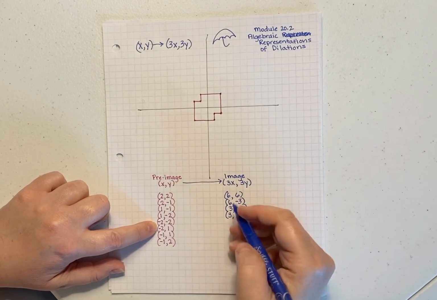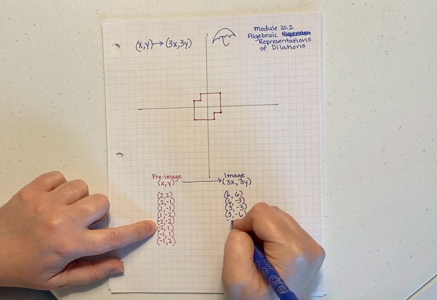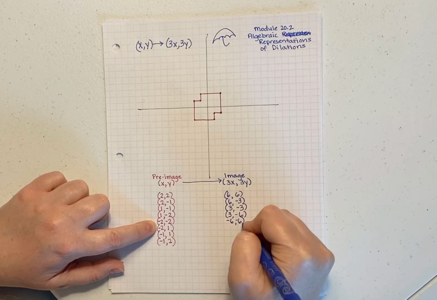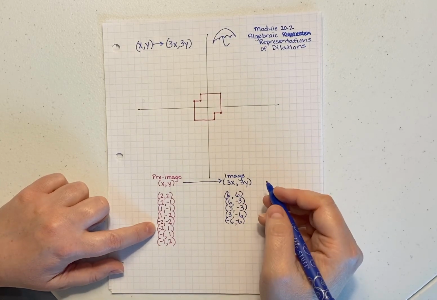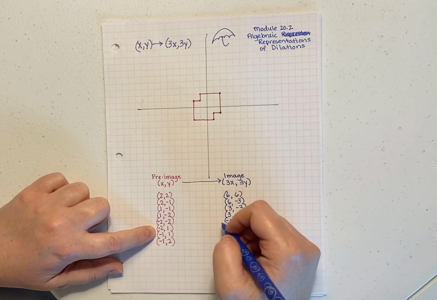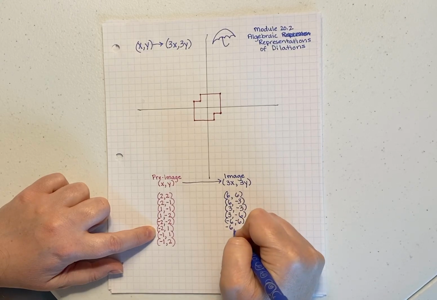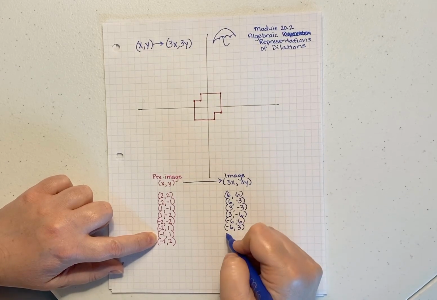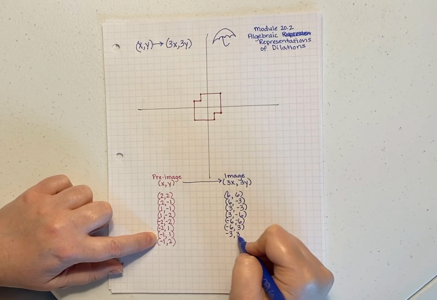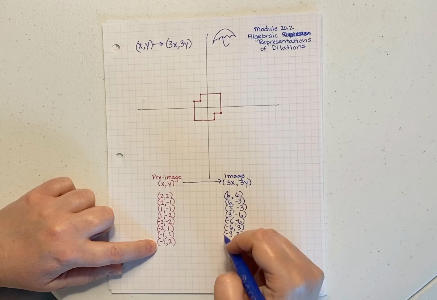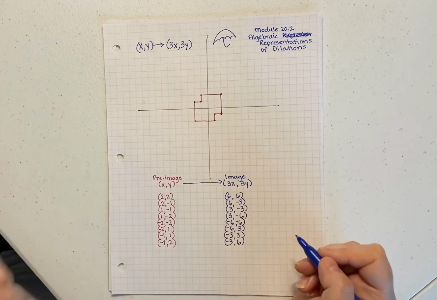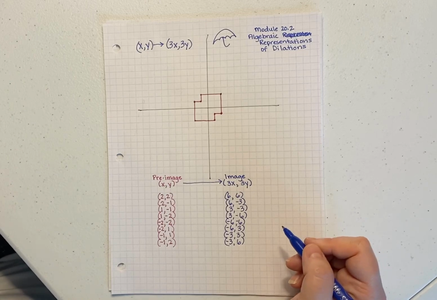(-2, -2), if I multiply both of those by 3, I get (-6, -6). Careful of your positives and negatives. I just second guessed myself there. If I multiply -2, I get -6, and 1, I get 3. Multiply both of these by 3, I get (-3, 3). And for this one, I get (-3, 6). Okay, so those should be all of our new coordinates.